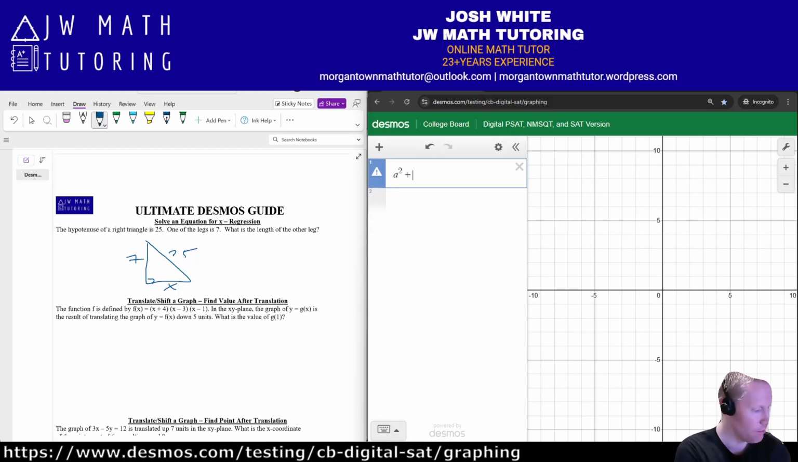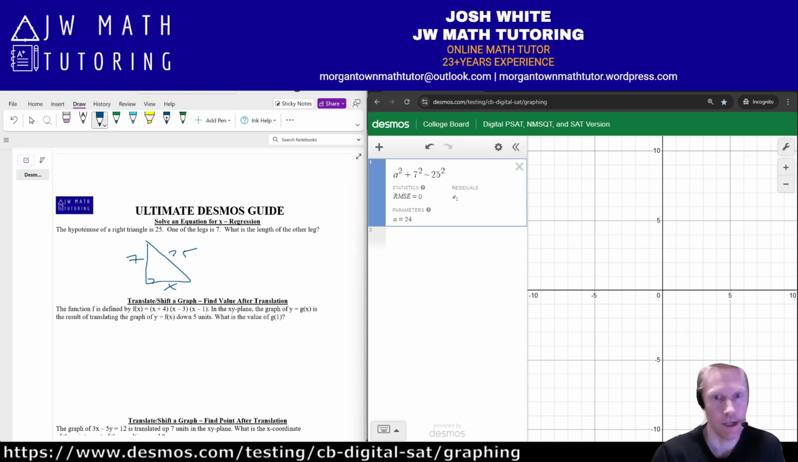So I've got A squared plus 7 squared equals 25 squared. Right here, my value of A is 24, and that's it. So no other work, or anything else that needs to be done. So this is how you can use regression, again, to solve an equation.